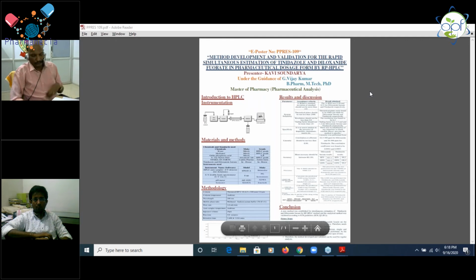A new method was developed for both the drugs tinidazole and diloxanide furoate in combination, which was very cost efficient and performed in a very less time. So this method can be used further for a simple analysis.